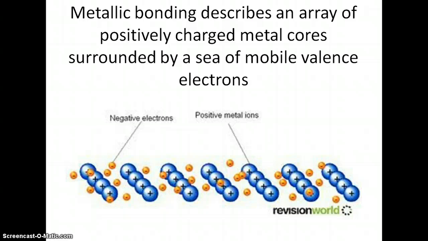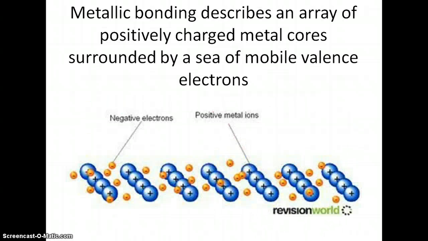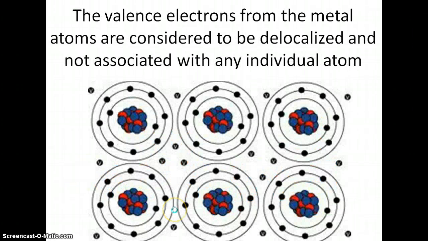Right. Basically, you have metal cores surrounded by a sea of mobile valence electrons. So the valence electrons are moving throughout, as you saw in this picture right here. They're moving all over the place. And then you have the positive ions, the metal, the nucleus of the metal, and its inner shell of electrons, all in a fixed position. The electrons are considered to be delocalized, meaning they aren't associated with any individual atom, and this is what gives us all the cool properties that metals have.